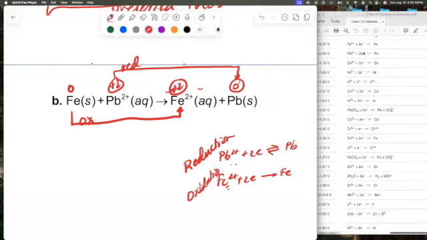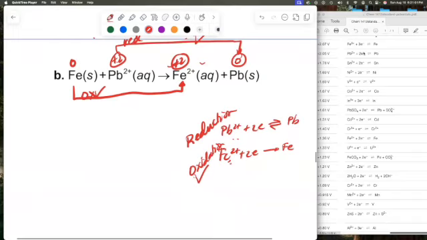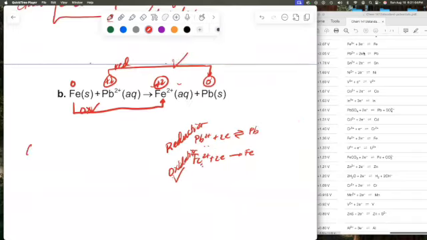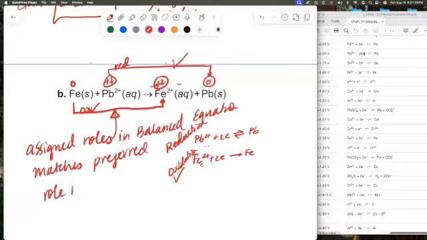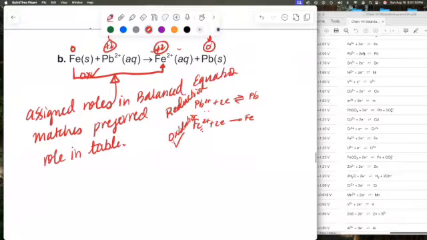Are those the assigned roles? Yes, iron underwent oxidation, so this is check. And then lead reduction, check. In this case, of course, you're seeing that these match. So in this case, the assigned roles in the balanced equation match the preferred role in the table, the reduction table. For that reason, this should be naturally spontaneous.